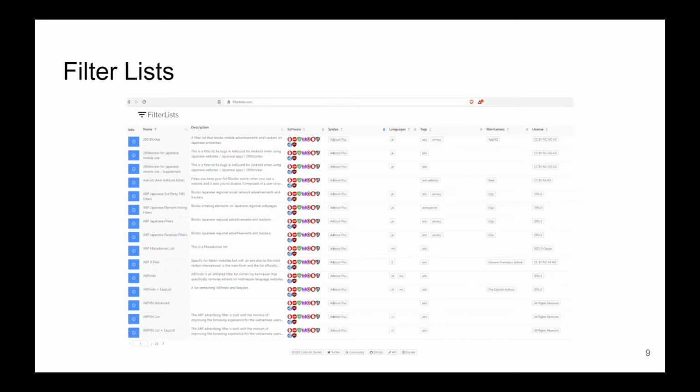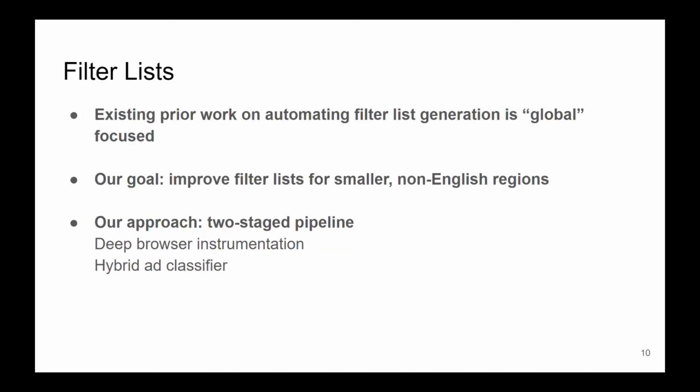And unfortunately, not all regions have a filter list, but even if they have a regional filter list, they might not be well maintained. And the existing prior work on automating filter list generation, it's focused a lot on the global lists, either by replicating them to show that their generated list is just as good, or extending them. And we've seen little to no evaluation or applicability to non-English web regions. And our goal in this work is to help improve filter lists for smaller non-English regions.